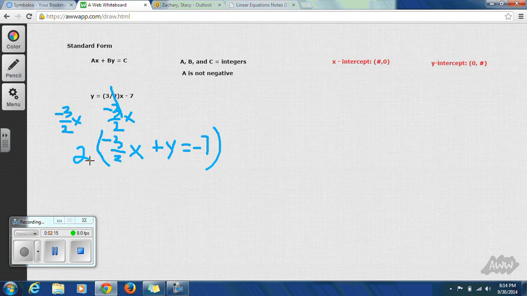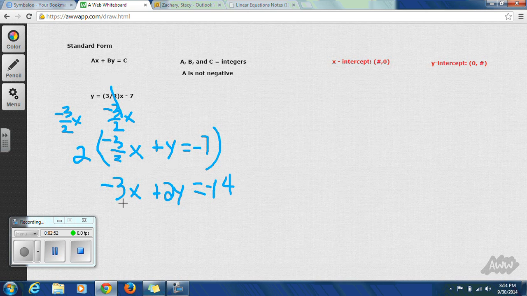And when I do that, that should make all a, b, and c integers. So 2 times this fraction, remember we multiply by the top and divide by the bottom. When we do, 2 and 2 cancel out, and so I'm left with negative 3x. 2 times y is 2y. And 2 times negative 7 is negative 14.